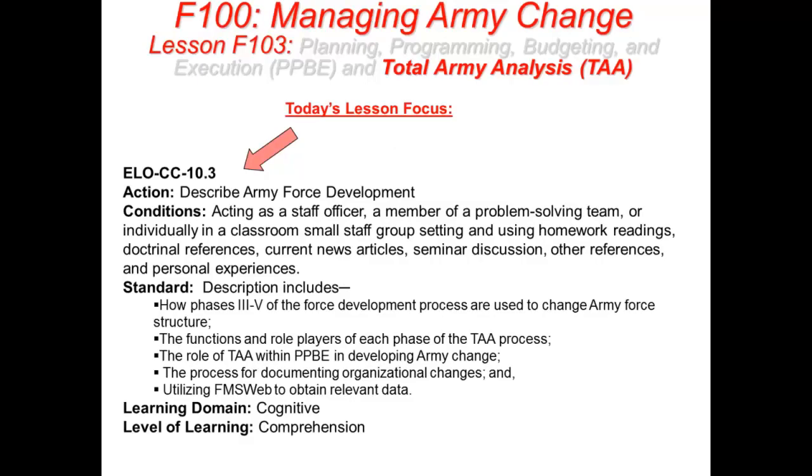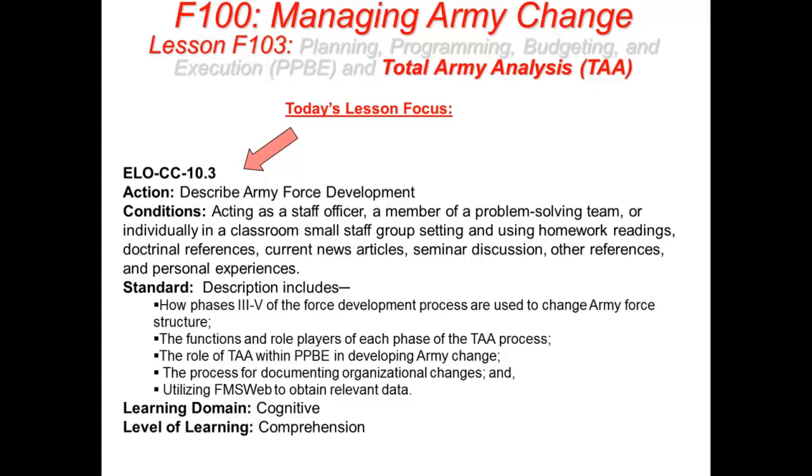All right, so these are our ELOs for this class. We're going to look at phases 3 through 5 of the force development process, which we started back in F102. Look at some functions and role players of each of the phases of the TAA. It's a two-phase process. We're going to look at the role of TAA within the PPBE process, which we'll talk about in the next class, F103 Bravo. And then we'll look at documenting the organizational changes and utilizing FMS Web, which is a great tool which can benefit everybody no matter what their career field is.